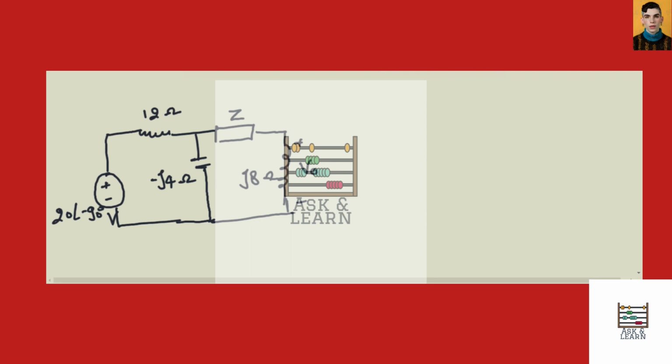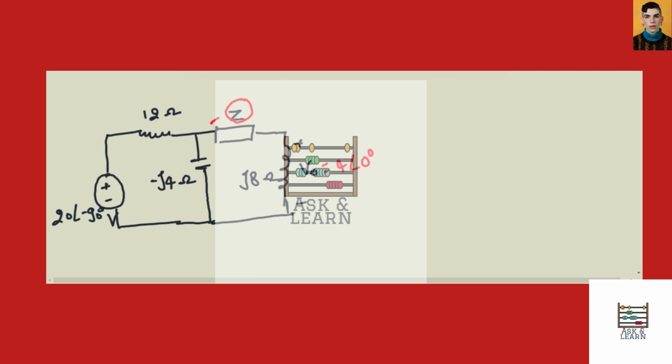In this problem, we have to find out the value of this Z when we are given the value of V naught as 4 angle 0. This V naught is 4 angle 0, and we have to find out the value of this Z. Okay, so let's solve this problem.